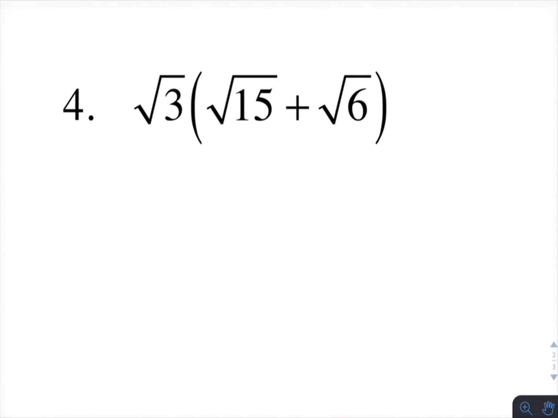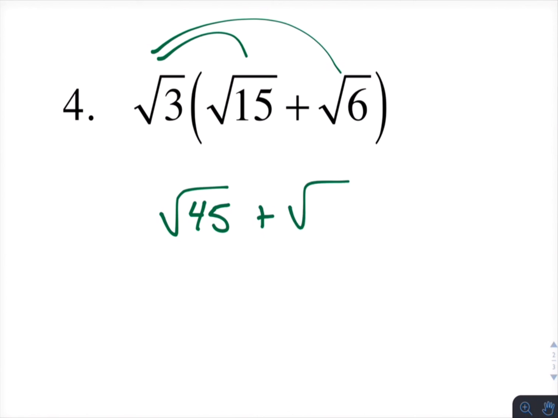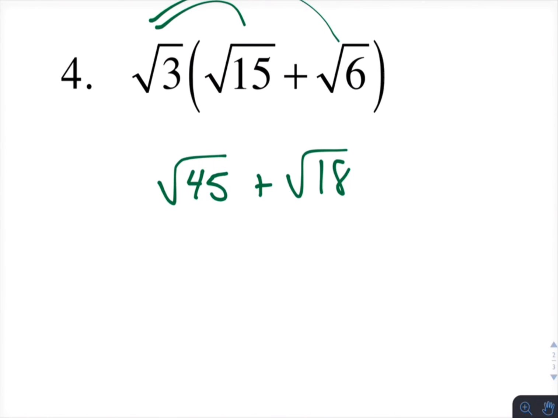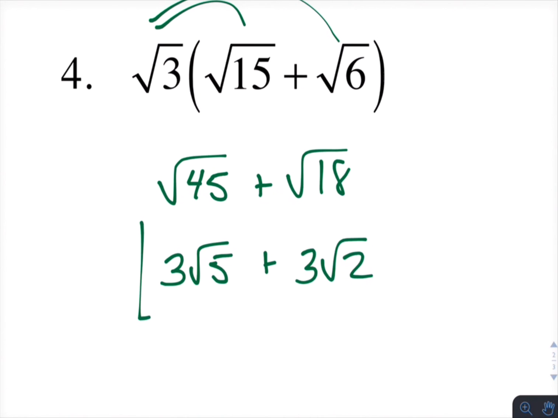And now for multiplication, we're just going to distribute as if they weren't radicals. So I'm going to take the root 3 and multiply by the root 15 and get root 45. Notice the product rule in action there. And then the root 3 times the root 6 is a root 18. And now I'm going to simplify these. Root 45, that's root 9 times root 5. So 3 root 5. And then root 18 is root 9 times root 2, which is 3 root 2. Root 5 and root 2 are not like, therefore can't add them up, and that's as simple as it gets.